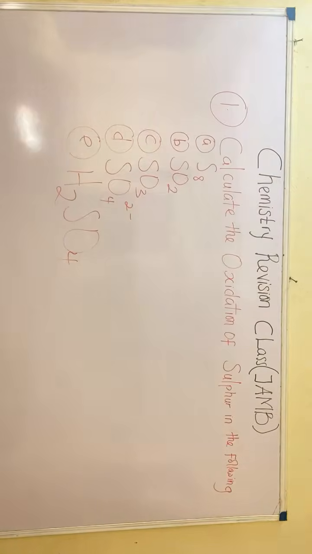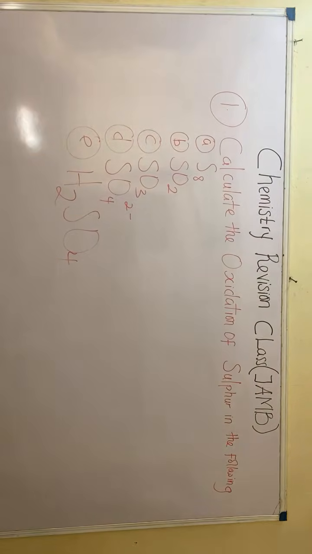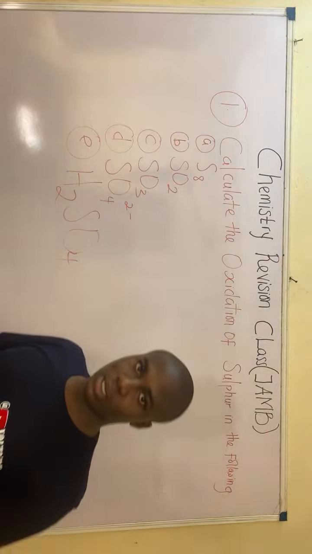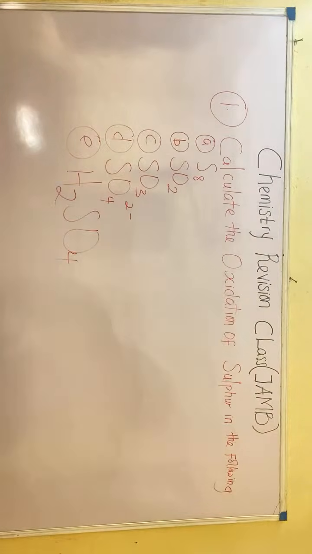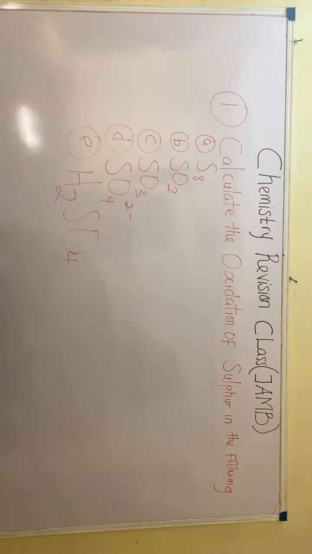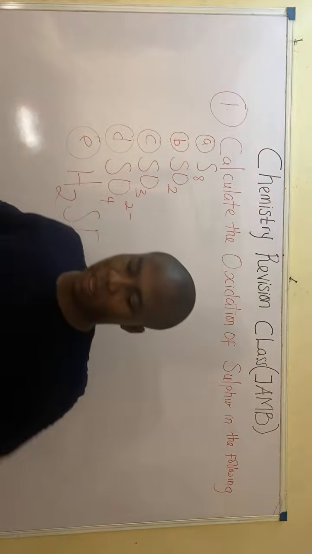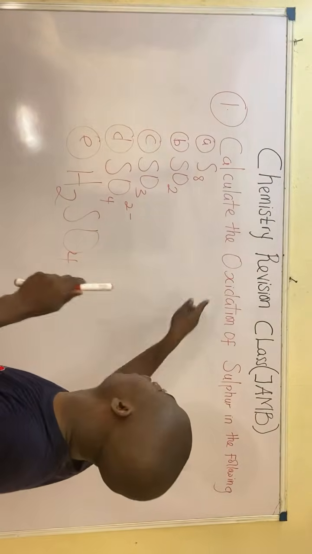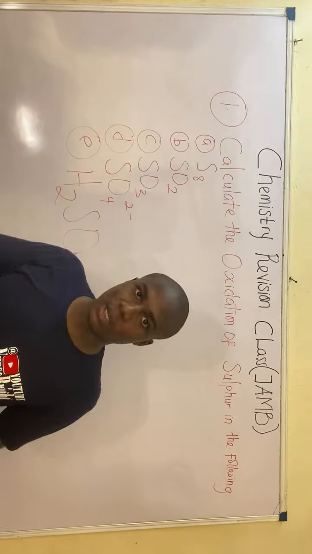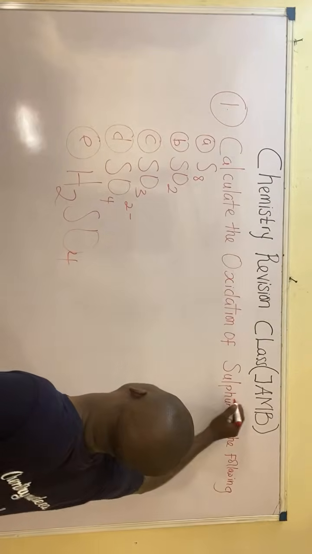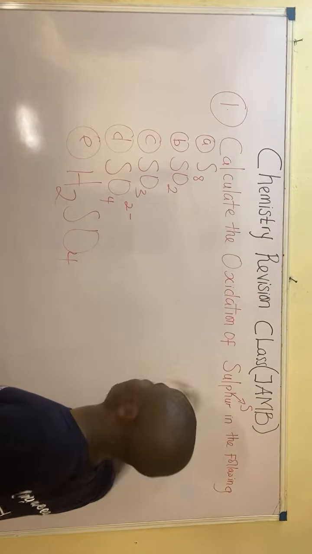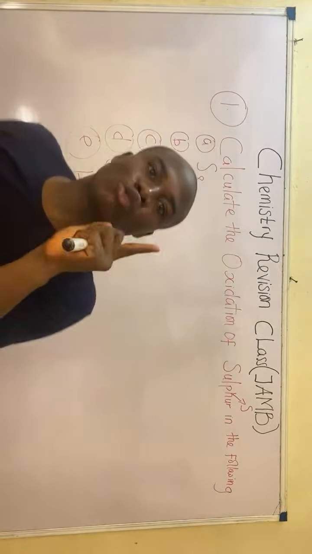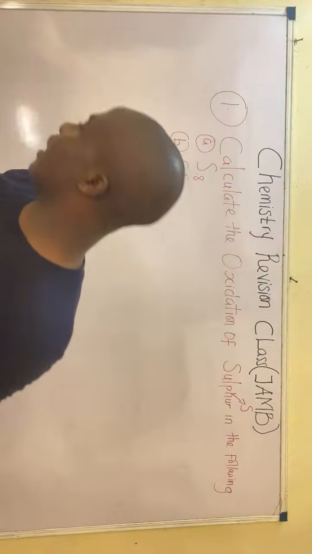Here is a practice question. So what do we do to solve this question? Now, listen everybody. Calculate the oxidation number of sulfur in the following. Everybody knows that sulfur is symbolized as S. Do you get? So what do we do? Now, this rule I'm about to say must be noted.